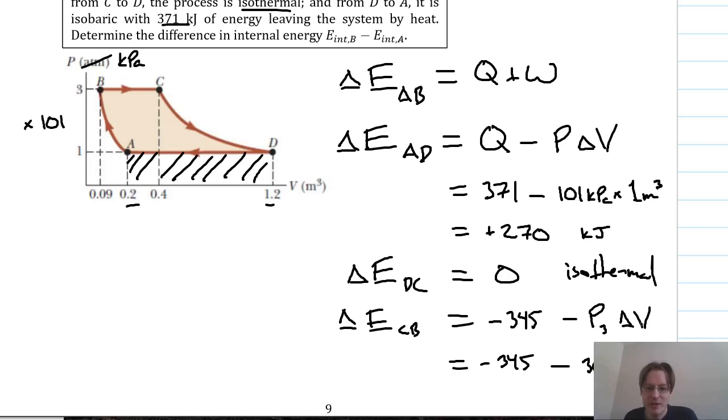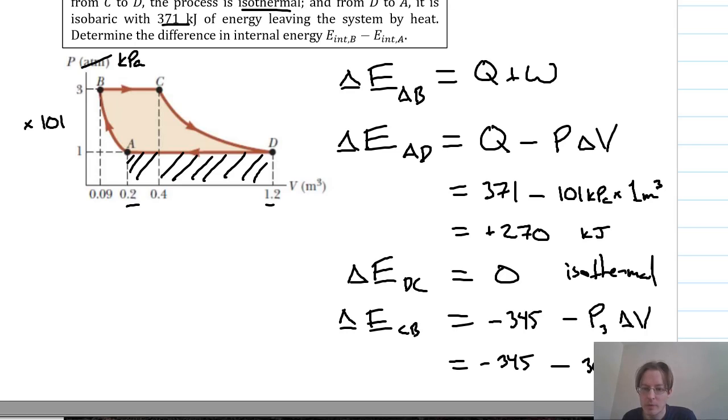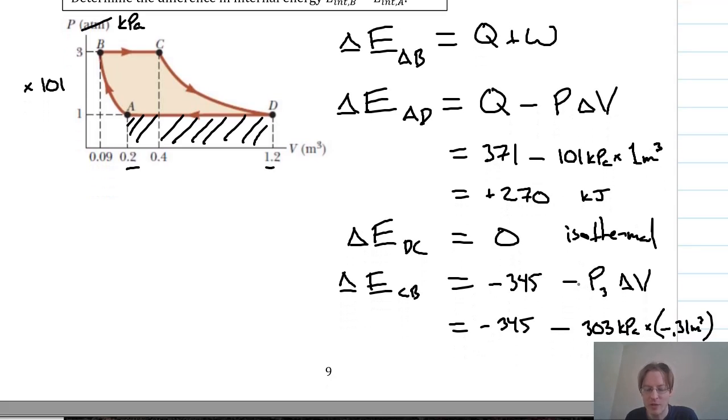And now look at this change in volume. The change in volume is now a compression. The volume shrinks by 0.31 cubic meters. So delta V is negative 0.31 cubic meters. Notice how there are two minus signs, one from the definition of W and the other one from the change in the volume.